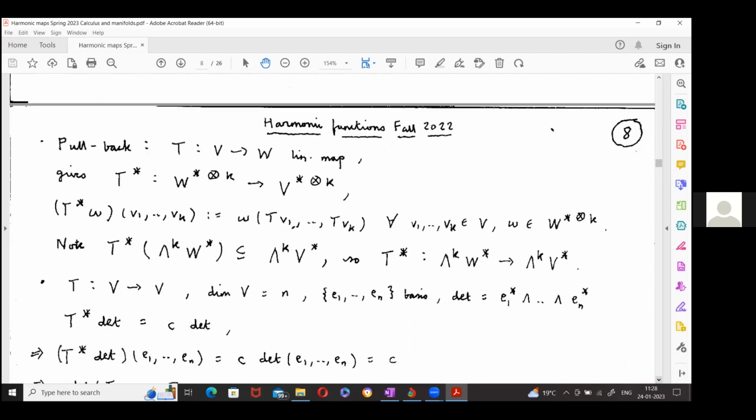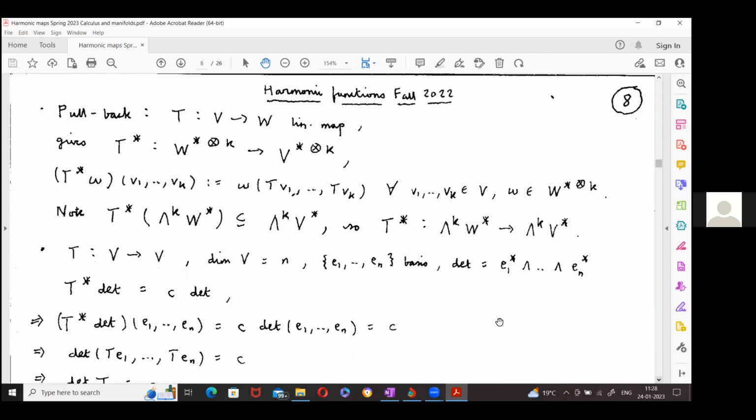Okay. So let me now talk about pullback of multilinear functions. Suppose T is a linear map from V to W. Then you can define this pullback map T star, which goes from k multilinear functions on W to k multilinear functions on V. So this goes backwards.